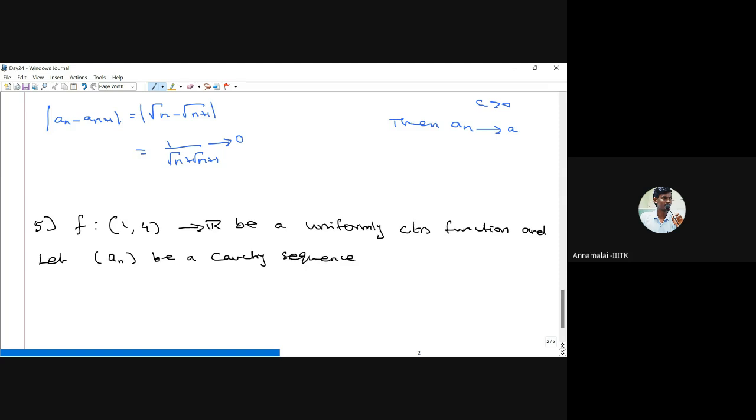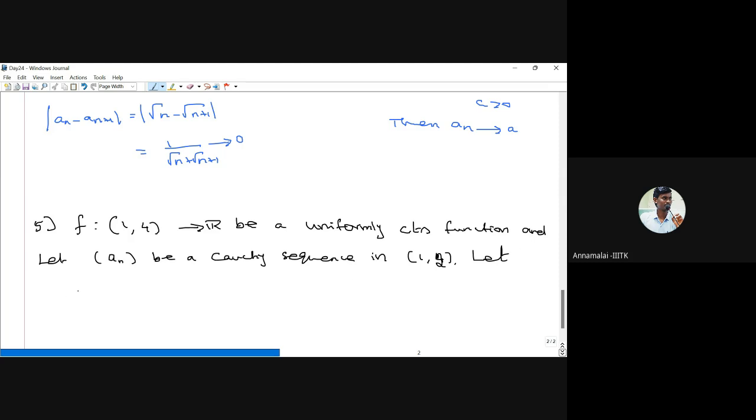Let an be a Cauchy sequence in the interval 1, 4. Okay, 1, 2, not 4, 1, 2. Within this interval 1, 2, we take some Cauchy sequence an. Again, now we define two sequences.